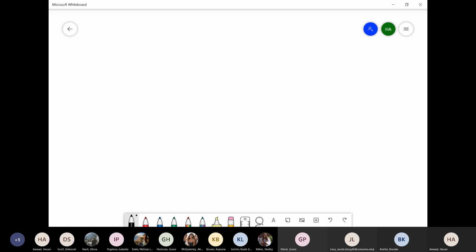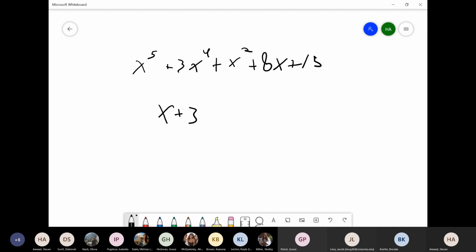First off, we have the big long polynomial, which is x to the fifth plus 3x to the fourth plus x squared plus 8x plus 15. And we're trying to show that x plus 3 is a factor here.